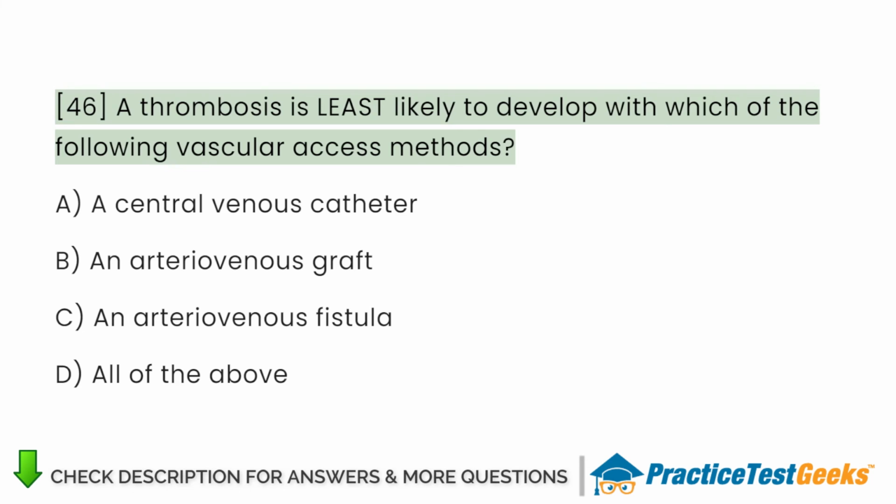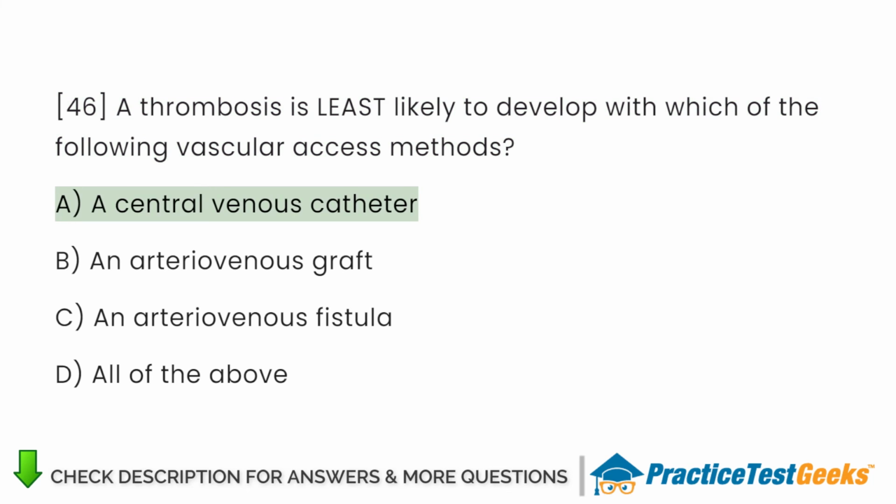A thrombosis is least likely to develop with which of the following vascular access methods? A. A central venous catheter. B. An arteriovenous graft. C. An arteriovenous fistula. D. All of the above.